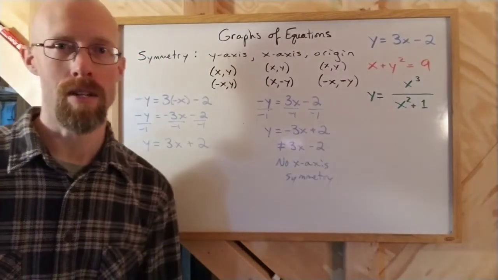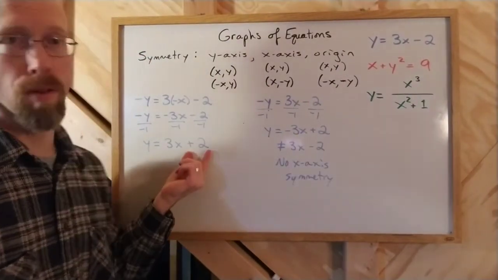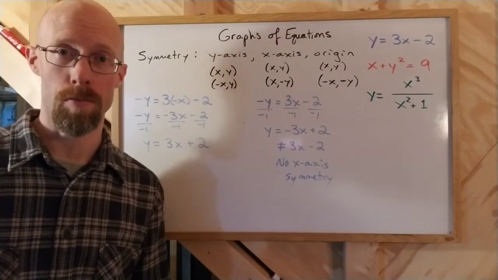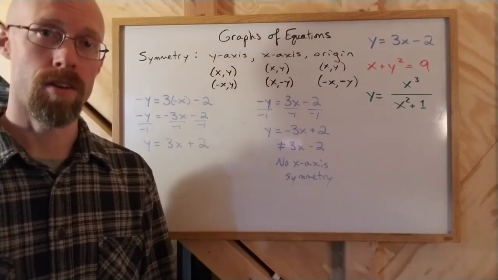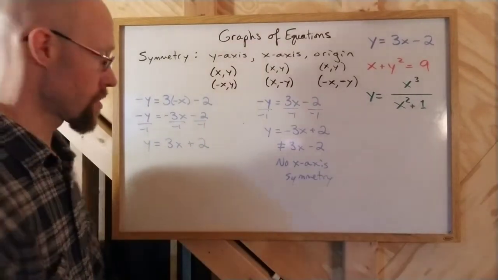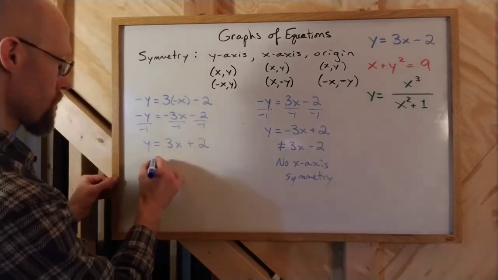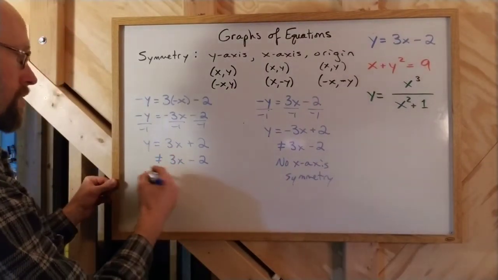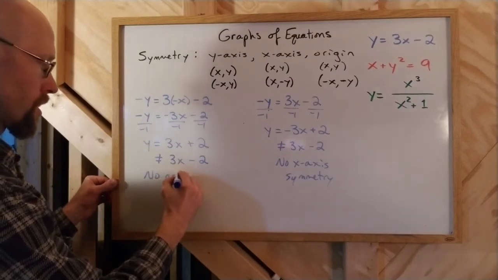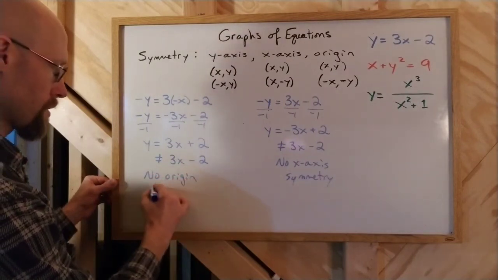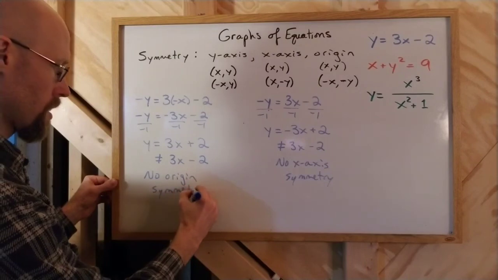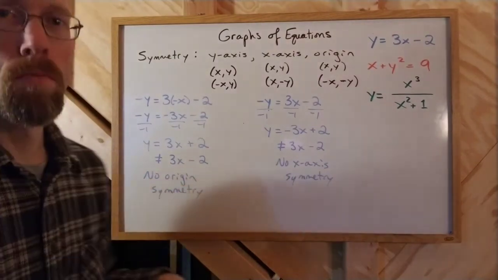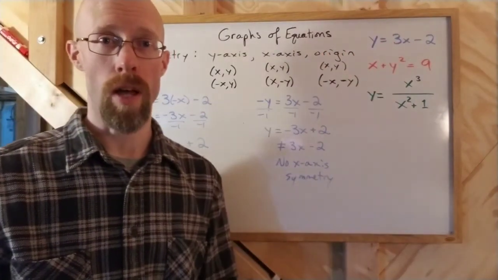The minus on the 2 is different than the plus on the 2, and so they're going to be different functions. They're going to be shifted off a bit. So definitely not the same. This is not equal to 3x minus 2, which means, again, there is no origin symmetry. Most of the time, your linear equations will have no symmetry.